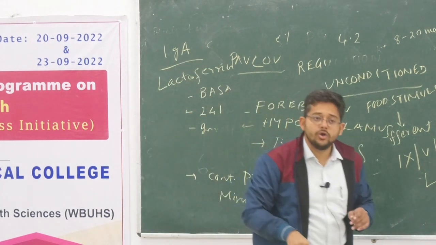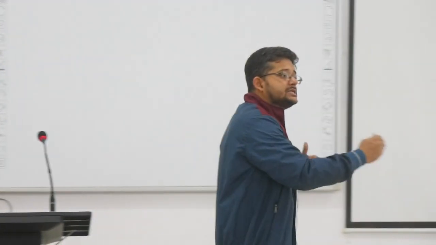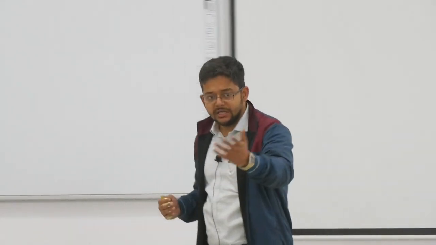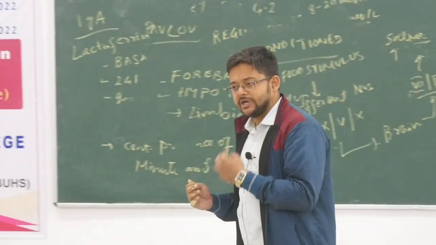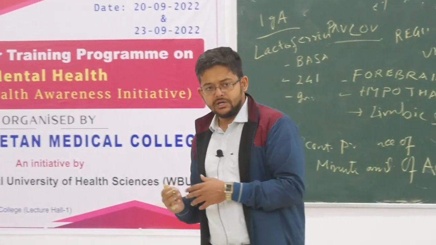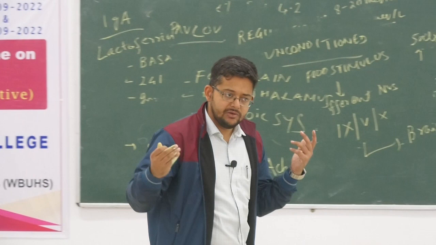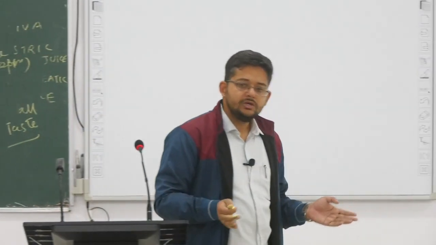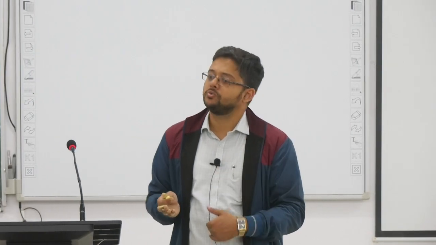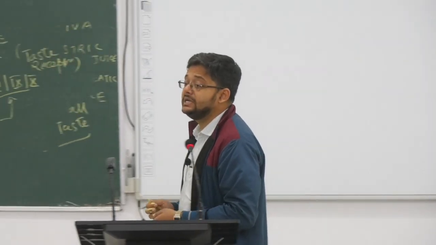IgA is immunoglobulin A, which acts as a first line of defense against incoming bacteria, fungi or virus. Whatever we are eating, we are not eating sterile food, and other mammals are not even eating clean food. Even after that, they can sustain their life. So there must be some defense mechanism all through. The first line of defense is the IgA over here.